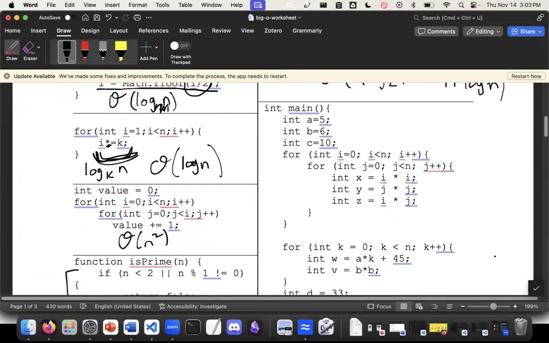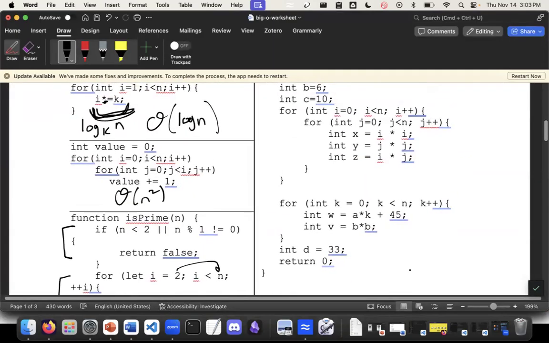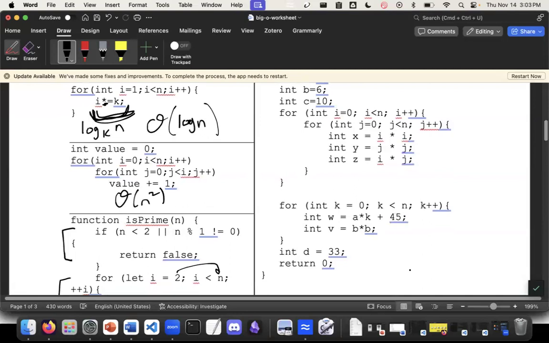Okay. Last one. Nobody got here? Okay. This one is easy, actually. This one is easy. So let's look at the inner for loop. How many times does the inner for loop happen?